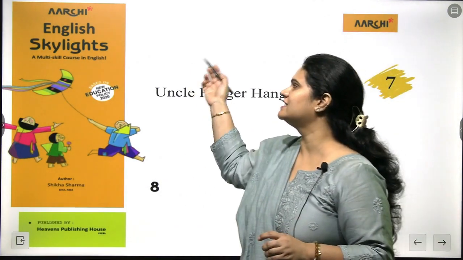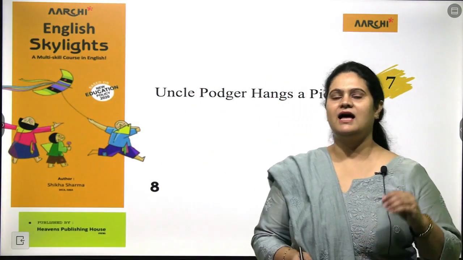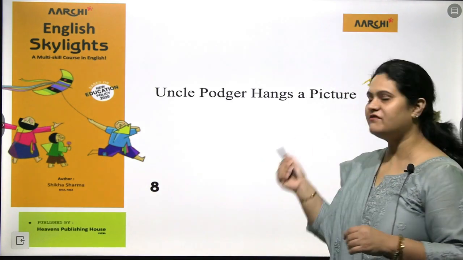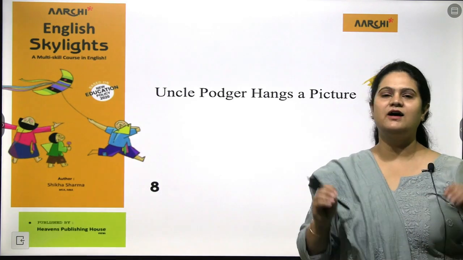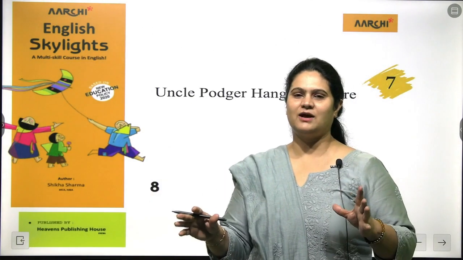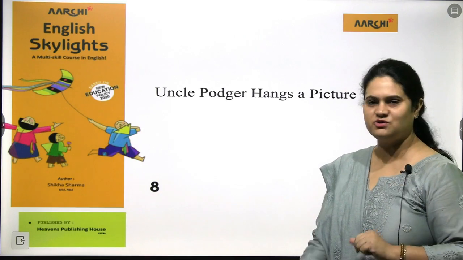Your course book is English Skylights by Shikha Sharma. And today we are going to begin with chapter number 7, that is Uncle Podger Hangs a Picture. So children, this is a very funny chapter. This is a very funny story and you are all going to enjoy it. Right?